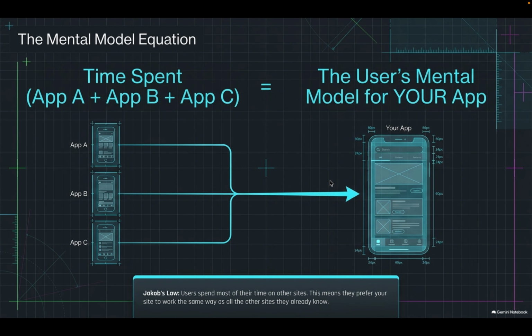All right. So there's what we call the mental model equation, right? Whenever you're trying to do your research, you're trying to create your own design, right? We have Jacob's law, right? And you see Jacob's law says here that users spend most of their time on other sites. This means that they prefer your site to work the same way as other sites are already working, right? Like the way they are used to other designs, they prefer your designs to work that same way.